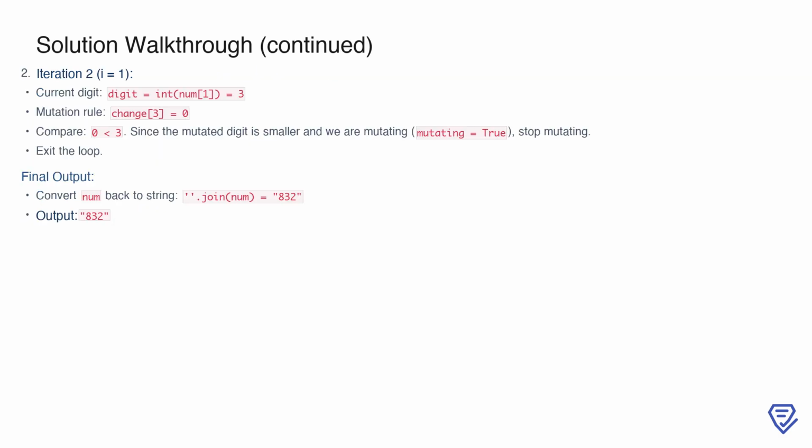In the second iteration, we move to index 1, where the current digit is 3. Referring again to the mutation rules, we find that change 3 equals 0. Comparing 0 with the current digit 3, we see that the mutated value is smaller. Since the mutated digit is not greater and the mutating flag is already set to true, we decide to stop mutating at this point and exit the loop. After exiting, we convert the number list back into a string format, resulting in 832. This is our final output for this example.